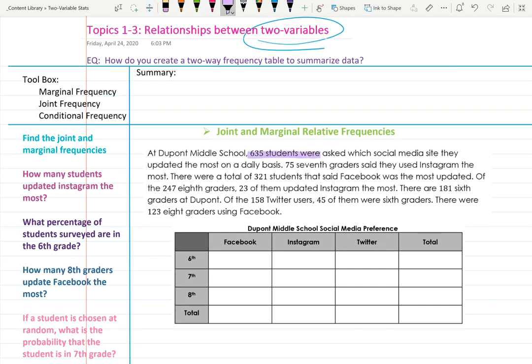So at DuPont Middle School, 635 students were asked which social media site they updated the most on a daily basis. So 635, that's of all of the people who were interviewed. That's our grand total. It's a total of all the grades. Notice all of the grades totals will be here, and it's also the total of everybody in the social media platform they like.